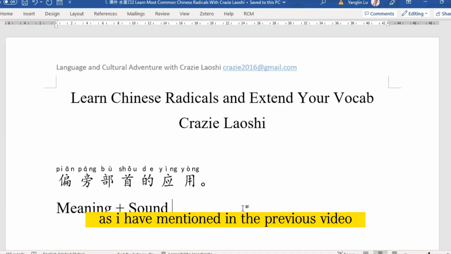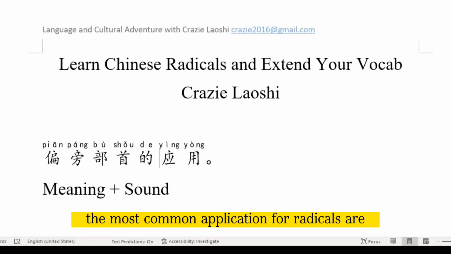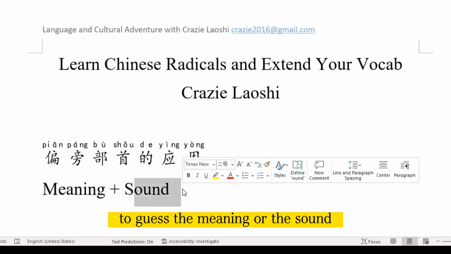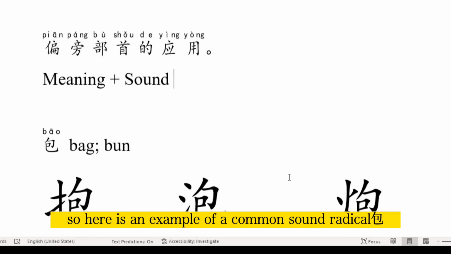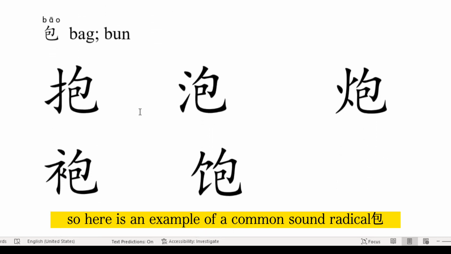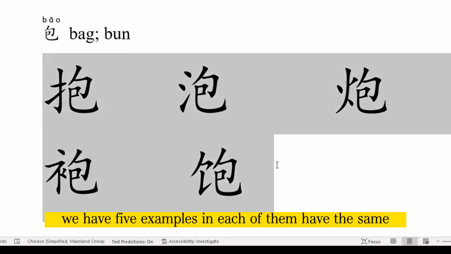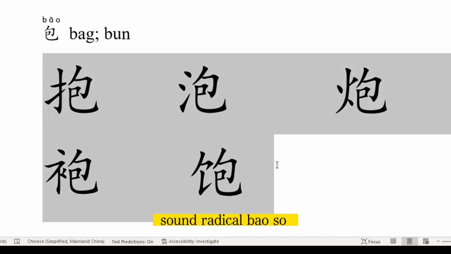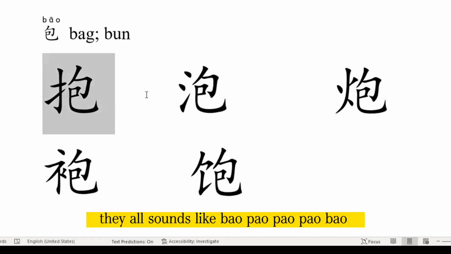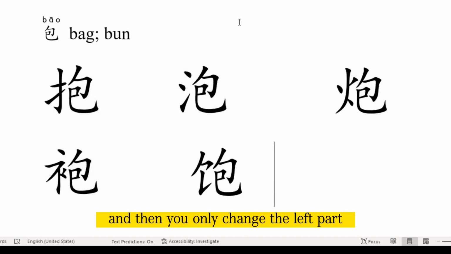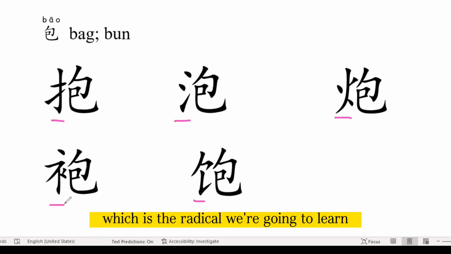As I have mentioned in the previous video, the most common application for radicals is to guess the meaning or the sound. So here is an example of a common sound radical, 包. As you see, we have 5 examples and each of them has the same sound radical, 包. So they all sound like 包: 包, 泡, 炮, 跑, 保. And then you only change the left part, which is the radical we're going to learn.